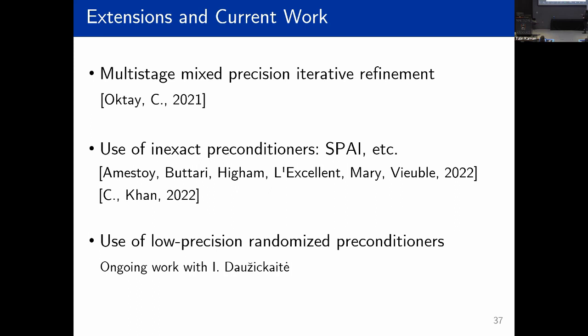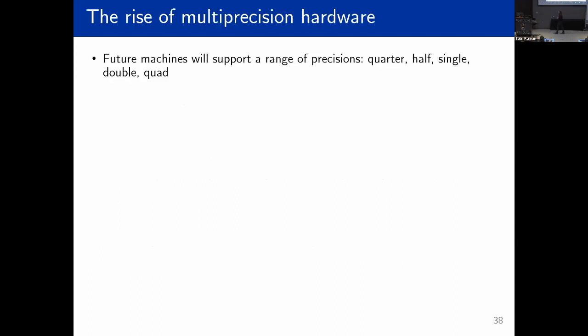Okay, and another thing I'm working on with my current postdoc, Eva Daužickaitė: we're using low precision in randomized preconditioners. A lot of people are getting into randomized preconditioners. In particular here, we prove that in many cases you can use much lower than double precision in constructing, for example, a Nystrom approximation, and then get away with using that as a preconditioner for conjugate gradient.